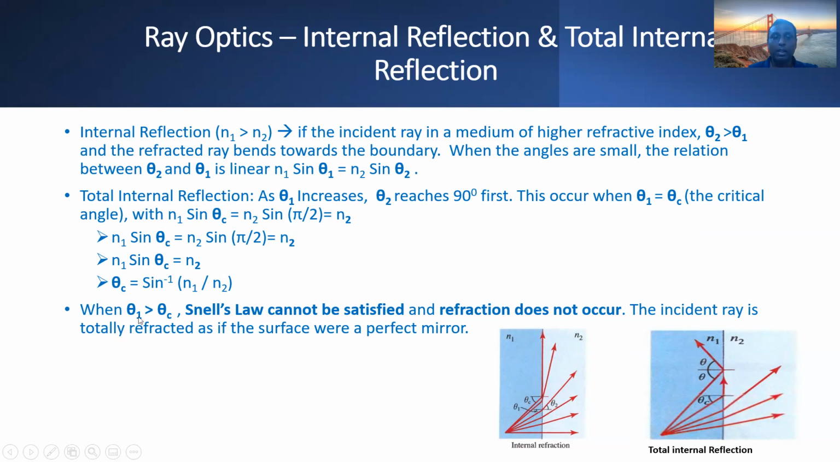When theta 1 is greater than theta c, Snell's law cannot be satisfied and refraction does not occur. So the incident ray is totally reflected, as if the surface were a perfect mirror.